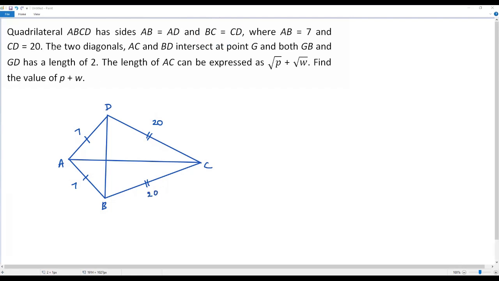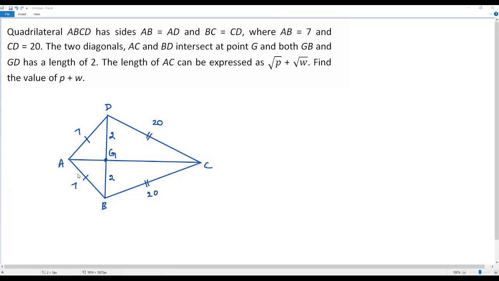Now let's consider the information we have over here. The two diagonals AC and BD intersect at point G. Here we have the point of intersection of the two diagonals, so that is G. And we have the information that both GB and GD have a length of 2. So the length of GB is 2, and the length of GD is also 2.